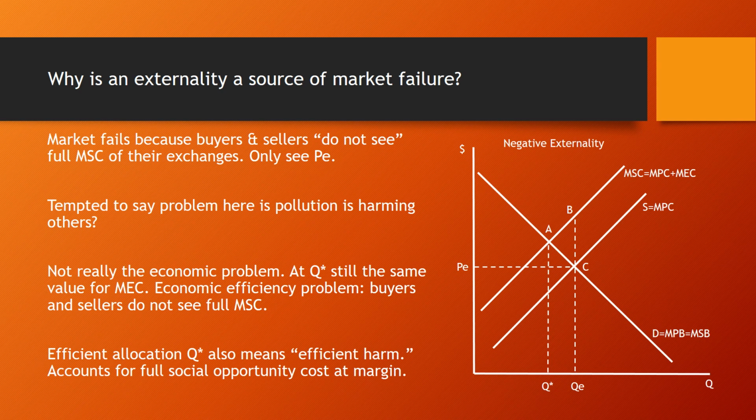In other words, given the presence of a negative externality, the efficient quantity Q star is also associated with an efficient harm, and thus also with an efficient amount of pollution. And in general, at Q star, the efficient quantity of output, this will also be associated with an efficient amount of pollution which is greater than 0.